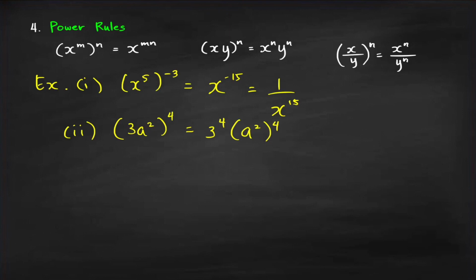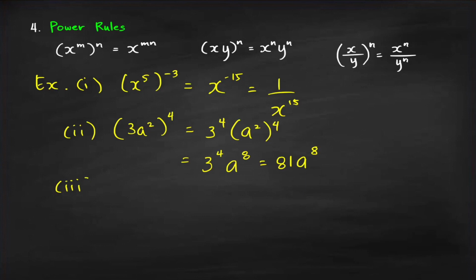And to simplify this fourth power of a squared, we have to use the first power rule. So this is equal to 3 raised to 4 times, again, a is raised to two exponents, 2 times 2, and 4. So we have to multiply those powers. So we have here equal to 8. And of course, we know that 3 raised to 4, the product of 4 copies of 3, is equal to 81. So this is 81a raised to 8.